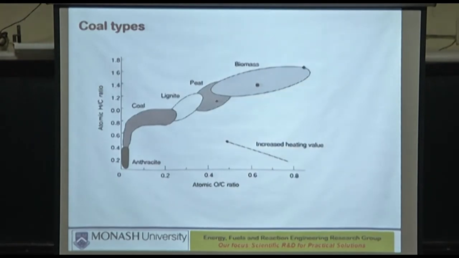So let's take a little step back and talk about all the different kinds of solid fuels that exist at this point of time, apart from petroleum coke. If you locate these fuels in a matrix consisting of atomic oxygen to carbon ratio on the x-axis and atomic hydrogen to carbon ratio on the y-axis, then biomass is on that side and anthracite is on this side. And the heating value increases as you go from right to left. So as oxygen content decreases here, the heating value increases. But that's only one side of the story.